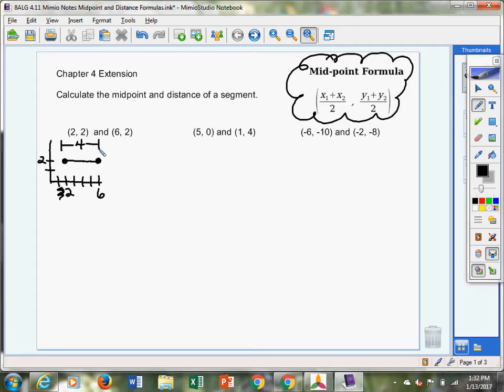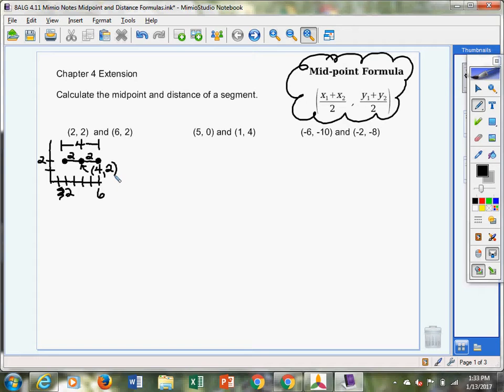So if we were to find the midpoint, you could look at that and say, hey, it's 4 units long. If I split it into 2 equal pieces, then each piece would need to be 2 units in length. This would be 2 units, and this would be 2 units. That means the resulting midpoint would reside at (4, 2). That would be the name of that midpoint.